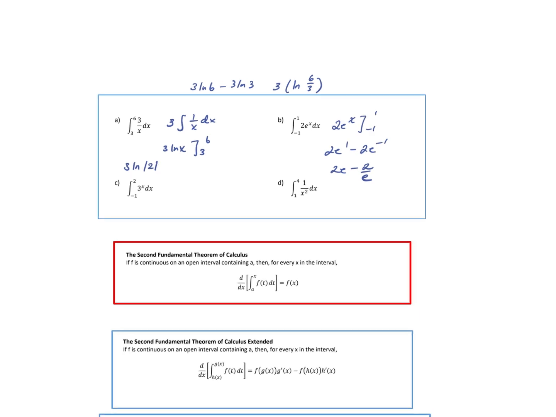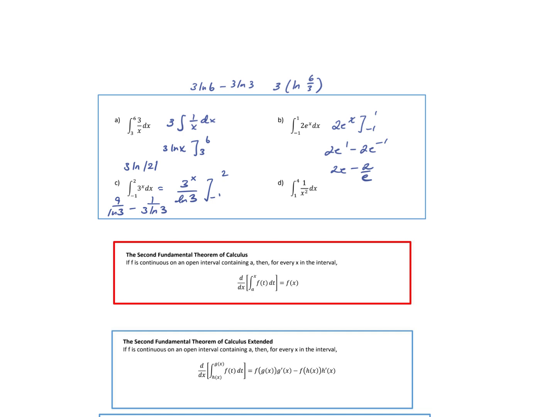3 to the x, you rewrite it, divide it by ln of the base and multiply by the derivative, or divide by the derivative of the top, but it's just 1. So it's going to be negative 1 to 2. So we're going to get 9 over ln of 3 minus 1 over 3 to the minus 1, which is 1/3, so 3 ln of 3.